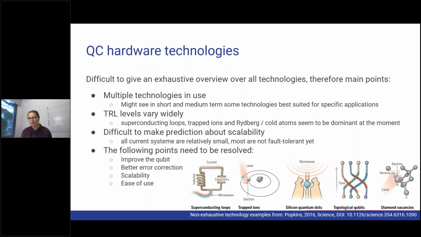And that of course is the next point, the scalability and also the ease of use. So currently a lot of the systems need to be cooled, and it's a question if, for example, for the cooling, there would be other solutions in future, and one can think of other scenarios for the ease of use.